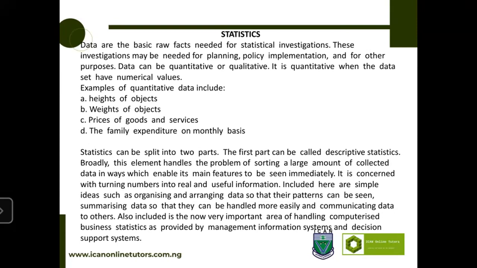When we say data, data are just information that has not been processed. Data are facts that have not been processed. It is when it is processed that it becomes what? Information. So we can say data are the raw facts needed for investigation, because they are what we collected afresh. We are yet to process it. We are yet to investigate the claim.